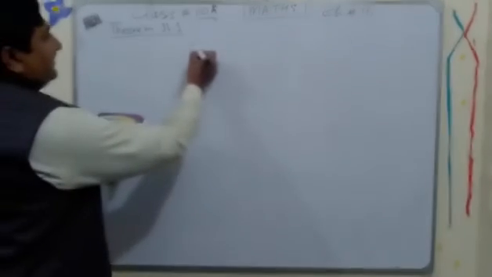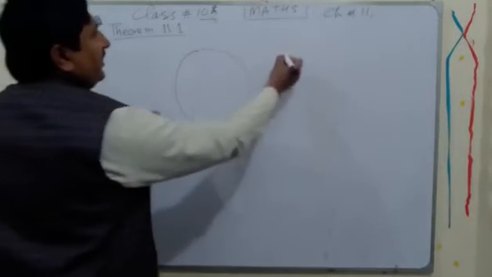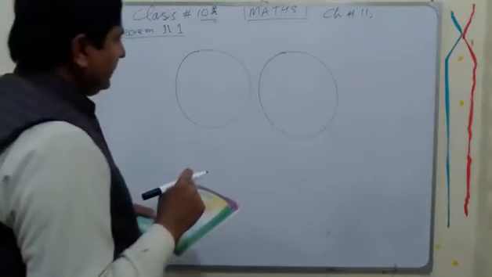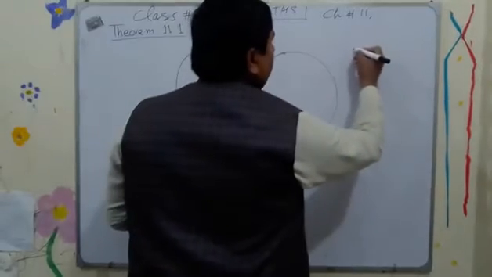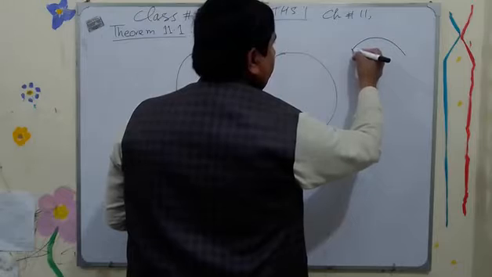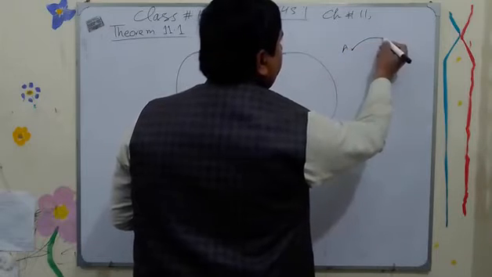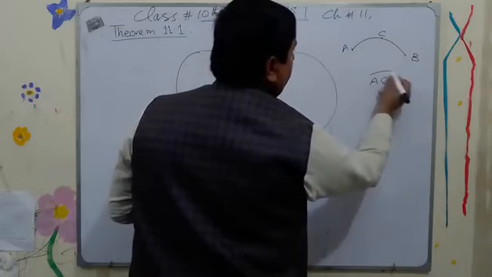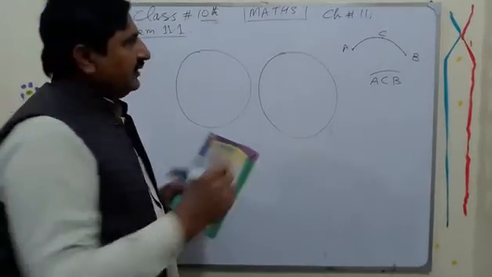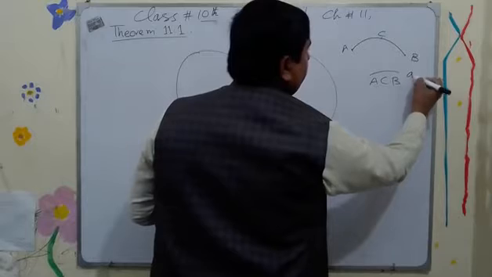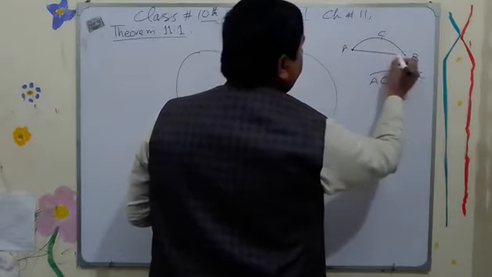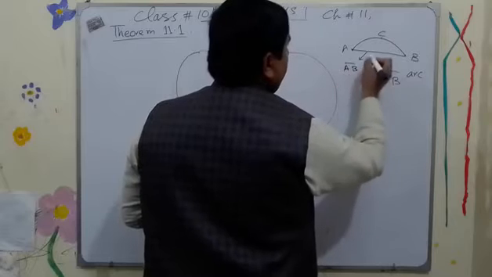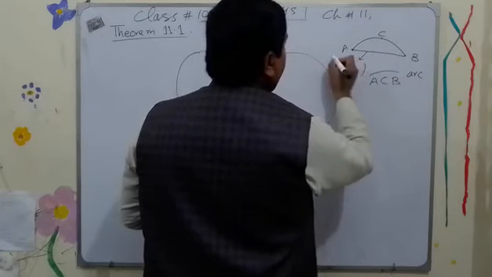Boys, first of all, what is an arc and what is a chord? Let's suppose we have two circles, right? An arc is basically some portion of a circle like this. So ACB is your arc, right? This is your arc. What is a chord? This is the arc. And if we join this line, A, B, this is a chord. This is known as a chord.